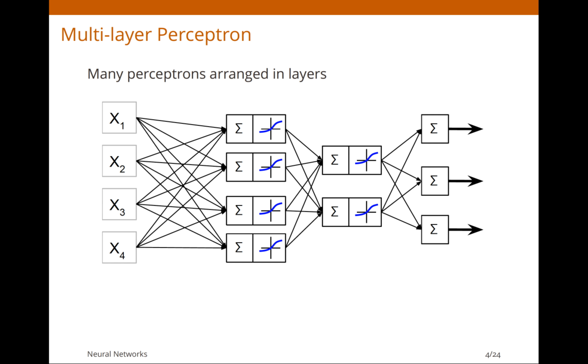So a neural network, one of the simplest versions is the multi-layer perceptron. And it's really just a bunch of these perceptrons all hooked together. So here we have 4 inputs, we have 4 perceptrons in the first layer, 2 in the next, and so on. Where each of these lines, each of these arrows, represents doing a weight.